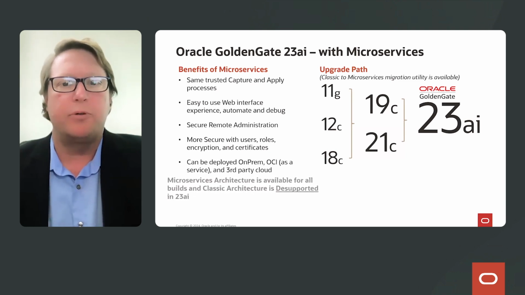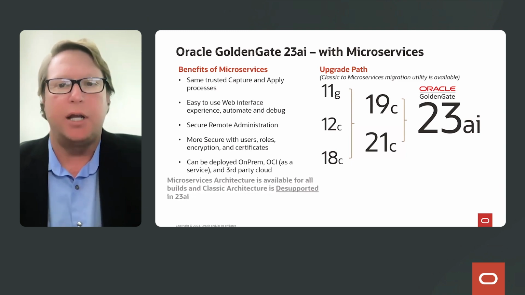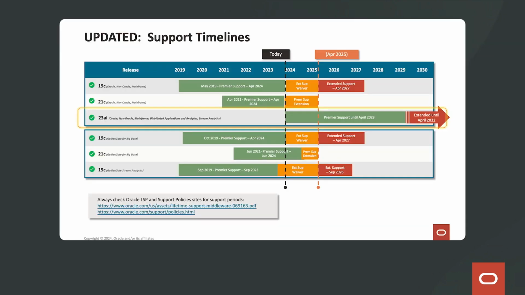But before we do that, let's take a step back and look at the support timeline for 23 AI. Just like Oracle 23 AI, GoldenGate 23 AI is also a long-term release, so it's going to have the standard long-term release support policy, which is 5+3: 5 years of premier support, followed by 3 years of extended support. As this timeline shows, we will be supporting and providing patches for GoldenGate 23 AI all the way until 2032.